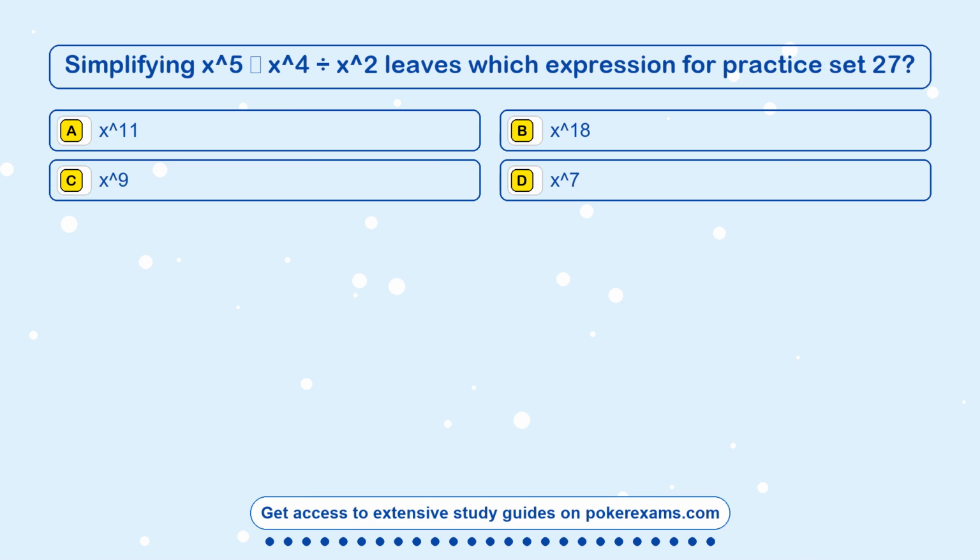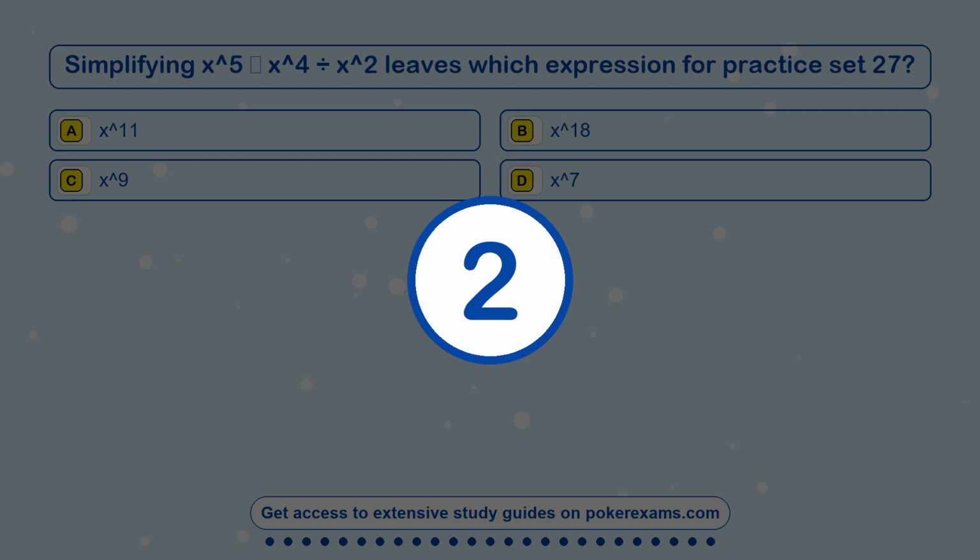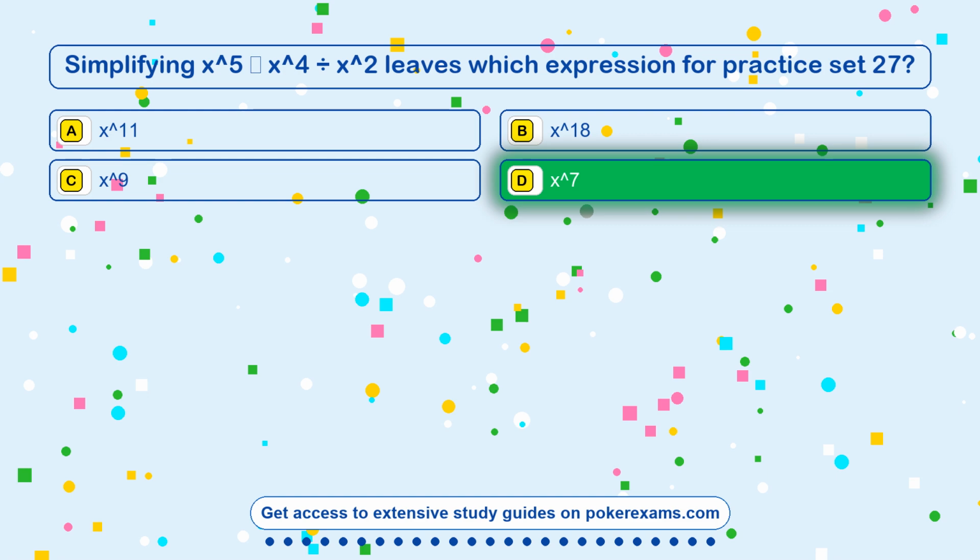Question 6. Simplifying x^5 · x^4 divided by x^2 leaves which expression for practice set 27? Option A x^11. Option B x^18. Option C x^9. Option D x^7. The correct answer is option D, x^7.